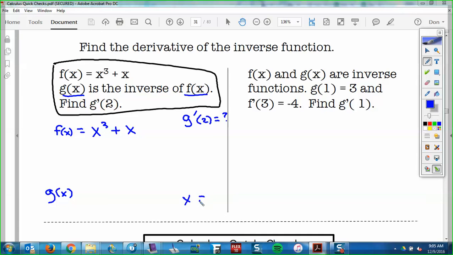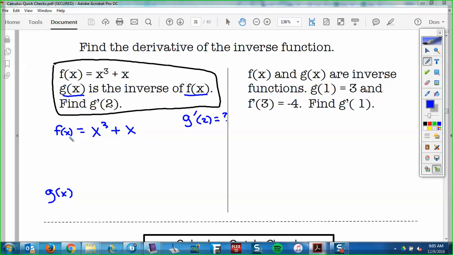The problem is, if you interchange the x and the y, you get x equals y cubed plus y. There's no way to get y by itself. You can't get y by itself, so that's not an option. So what we want to do is find f prime and then do the reciprocal for g prime.